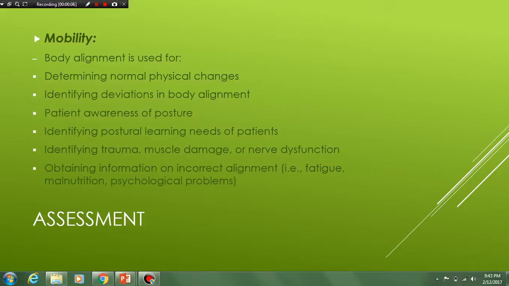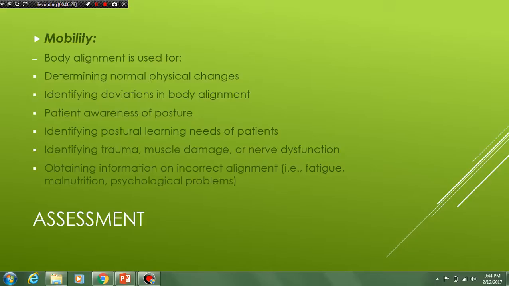of body alignment with the patient sitting, standing, or lying down. This assessment has the following objectives. Determine normal physiological changes in body alignment resulting from growth and development. Identify deviations in body alignment caused by incorrect posture.